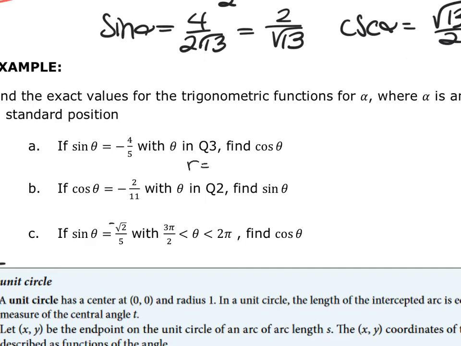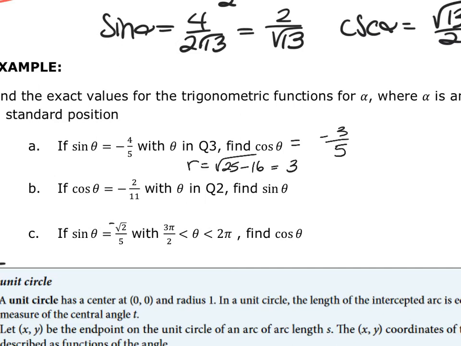Going back to A, however, I'm going to find my r. When we found r, it is going to be the square root of 25 minus the 16, which is square root of 9, which is 3. I'm in quadrant number 3. Do I expect cosine to be positive or negative? Negative. So my cosine is my negative 3 over 5. Are there any questions on that one?